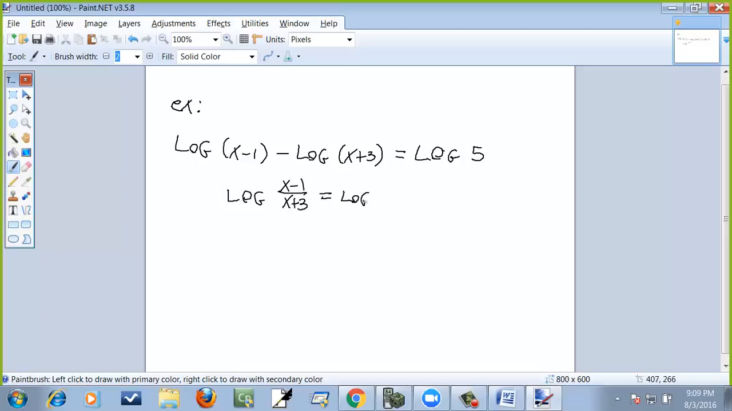Now, if you can get a single log on both sides, log of something equals log of something, then you can drop the log parts. So then we got x minus 1 over x plus 3 is equal to 5. And then we'd solve it. You still have to check to make sure it doesn't cause log of 0 or log of a negative number, but that's a shortcut.